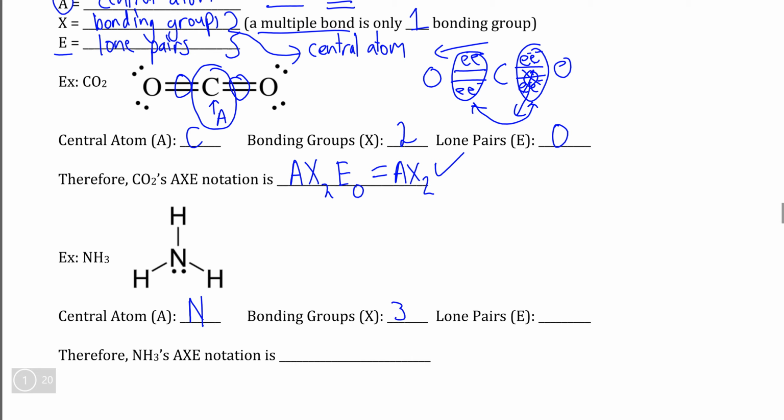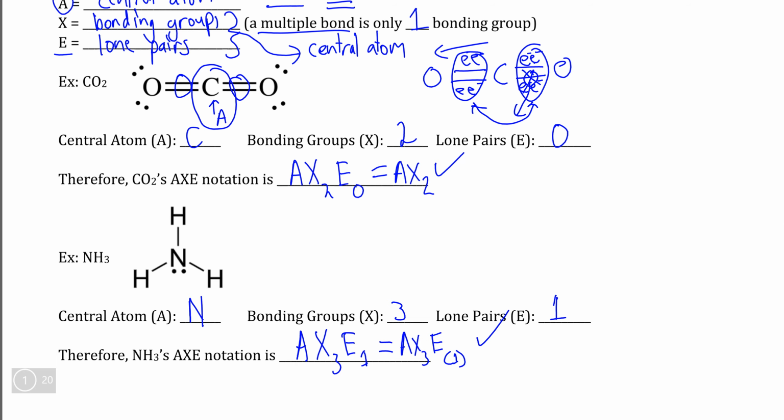3. And the number of lone pairs that are attached to nitrogen is 1, which means that NH3's AXE notation is A, again representing nitrogen, X3, the fact that there are 3 bonds attached to the central atom, E1, indicating that there is 1 lone pair that is attached to the central atom. If you simply want to write this as AX3E, it is implied if there's no number below the E that the number is 1, and both of these are equally correct.